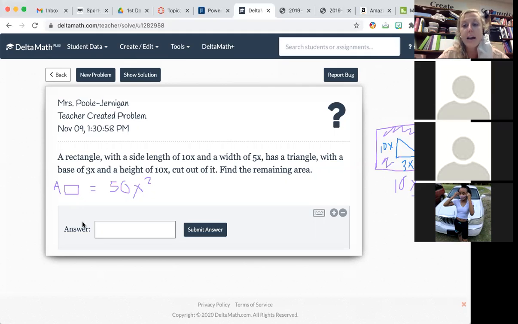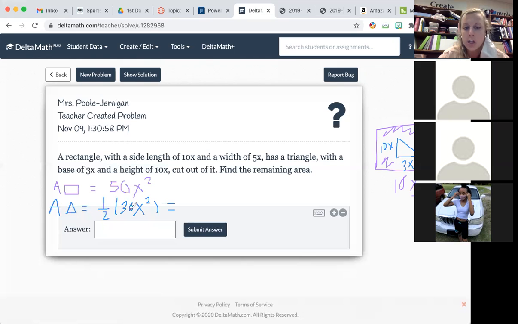How do we find that area of the triangle? That's the inside. One half base times height. Good. So 1/2. You're killing it, girl. And then base times the height. What's 3x times 10x? 30x squared. Very good. All right. So what is 1/2 of 30x squared?